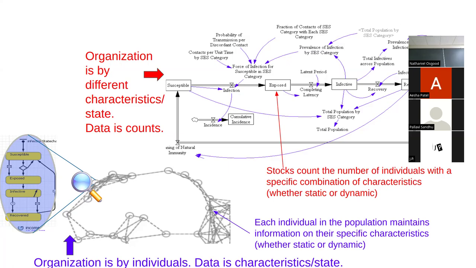So the stocks represent counts. Of those who are susceptible, how many are there? Of those who are exposed, how many right now? Of those who are infected, how many are there? And of those who are recovered, how many? Are we comfortable with that? So the organization of this model, how we divide things up, the subdivisions of this model, are by characteristics or the state of the system. We put things into bins according to their infection status. Are we okay with that?